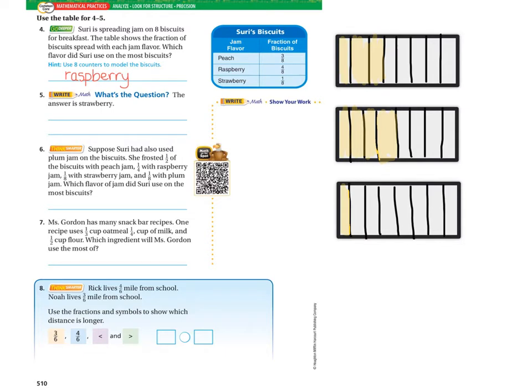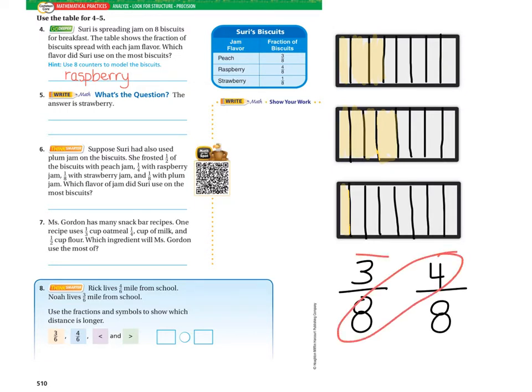We could have also used cross multiplication or the butterfly method to check that. So if we have 3/8 and 4/8, to use the butterfly method, we would draw the wings like that and we would cross multiply. 8 times 4 is 32. 8 times 3 is 24. Because 32 is bigger, I know that 4/8 is the larger fraction.